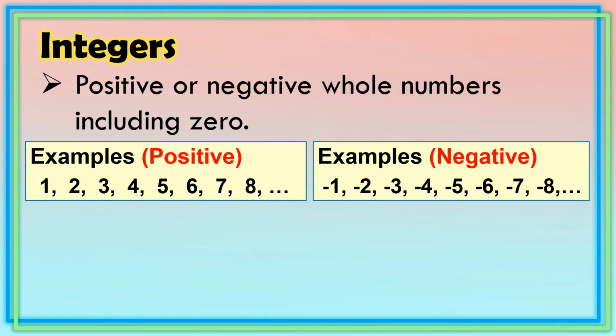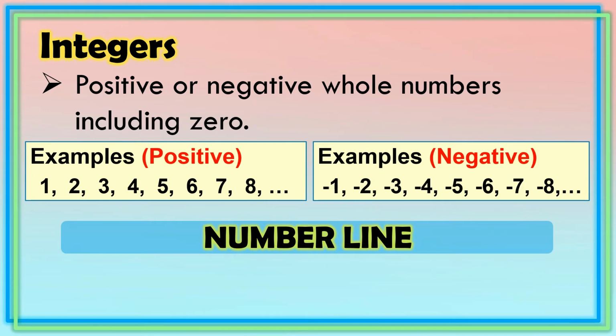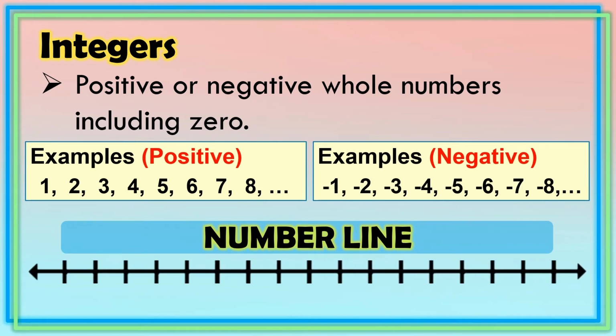Ang mga numerong ito ay pwede nating ilagay sa number line. Ano ba yung number line? Ang example nito ay ito. Number line, horizontal line na mayroong numero. Pero paano ba natin ilalagay itong mga positive and negative whole numbers? Una, kailangan nating hanapin ang gitna. Dito natin ilalagay ang 0. Bakit po kasama ang 0? Kasi ayon sa description ng integers, ito daw ay ang mga positive or negative whole numbers kasama ang 0.